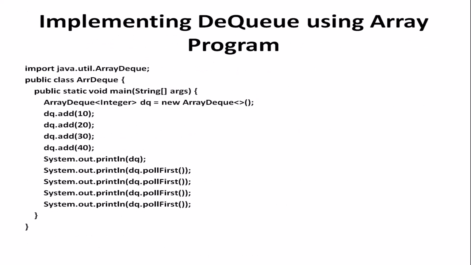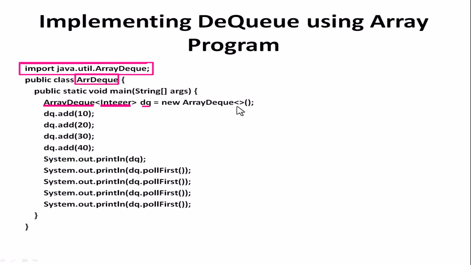So let us try the program. Dequeue using an array. Here the package it is importing is java.util.ArrayDeque. So we have named the class ArrayDQ. Now here we have specified the particular ArrayDQ. We are using a DQ. The type of the data is integer. The object name is dq, equal to new ArrayDQ.